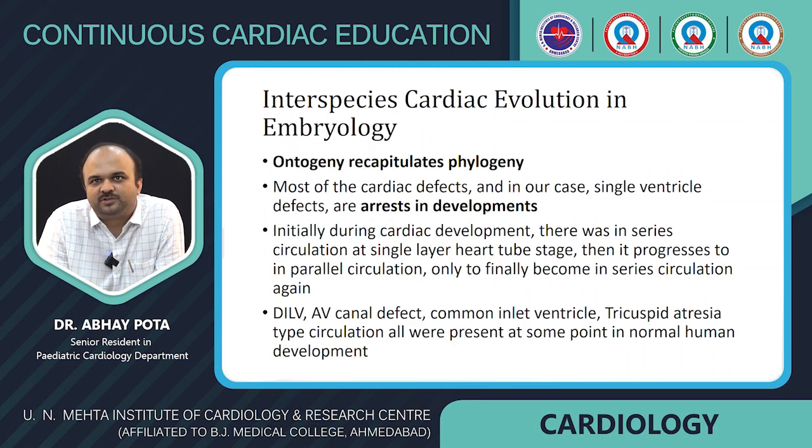Interspecies cardiac evolution in embryology, what is it? It is indeed true in case of CHD that ontogeny recapitulates phylogeny. Most of the cardiac defects, and in our case single ventricle defects, are arrests in development. Initially, during cardiac development, there was in series circulation at the single layer heart tube stage, then it progresses to in parallel circulation only to finally become in series circulation again. DILV, AV canal defect, common inlet ventricle, tricuspid atresia type circulation are all present at some point in normal human development. This is the basic embryology of single ventricle defects.